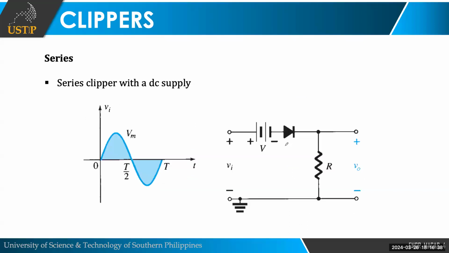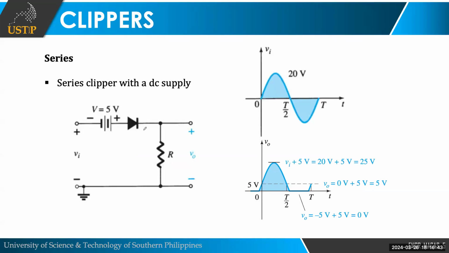Our example here is 5 volts wherein your negative polarity is on the left side and positive polarity on the right side. Now, let's imagine the positive cycle. We isolate the analysis here. During the positive cycle, class, what happens to your diode? Two things affect your diode, your 5 volts and your input. But there is no problem during the positive cycle. Why?